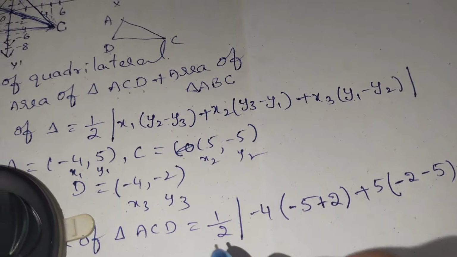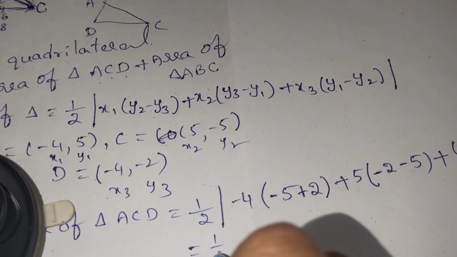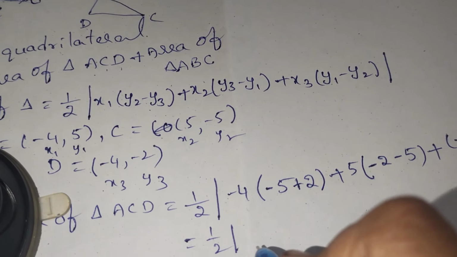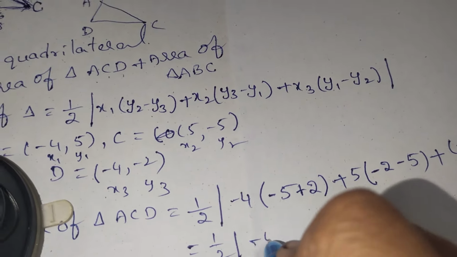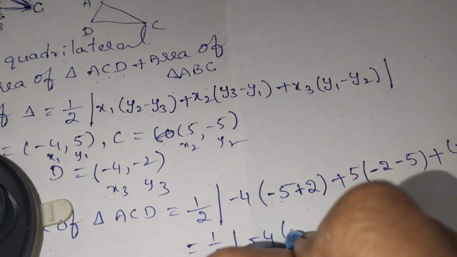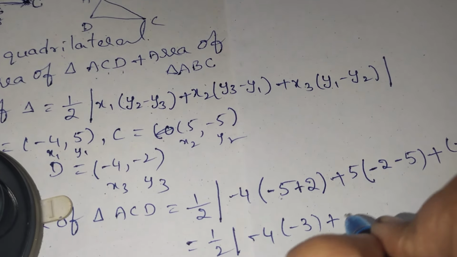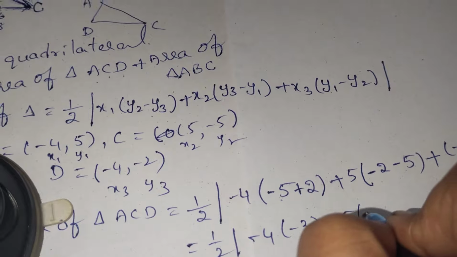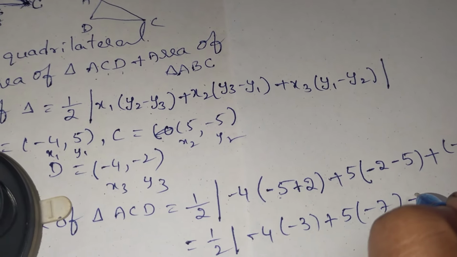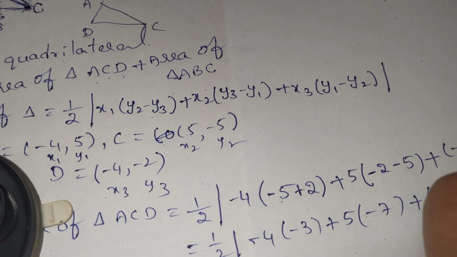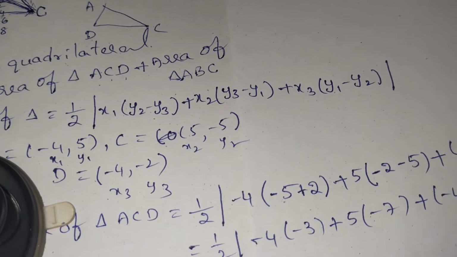Now simplify this. 1 by 2 into, here minus 4 into minus 5 plus 2, minus 3, plus 5 into minus 2 minus 5, minus 7, plus minus 4 into 5 plus 5, 10.